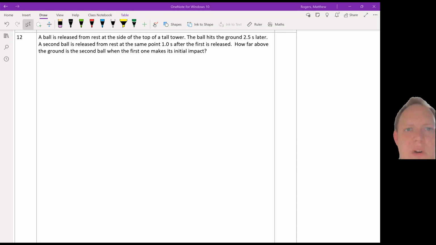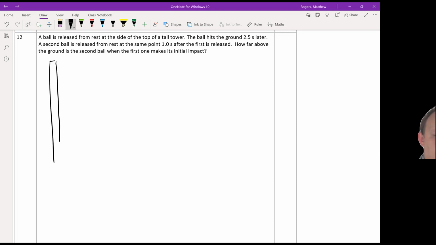Question 12. I think question 12 is certainly one where it helps to draw a diagram. It says a ball is released from rest at the side of the top of a tall tower. The ball hits the ground 2.5 seconds later. A second ball is released from rest at the same point, 1 second after the first ball is released. How far above the ground is the second ball when the first one makes an initial impact?